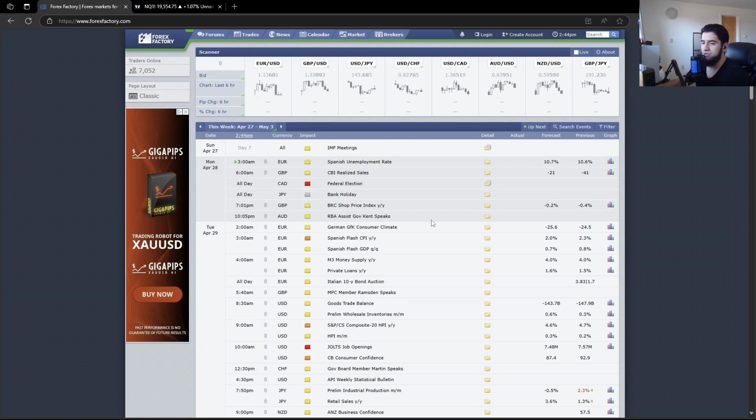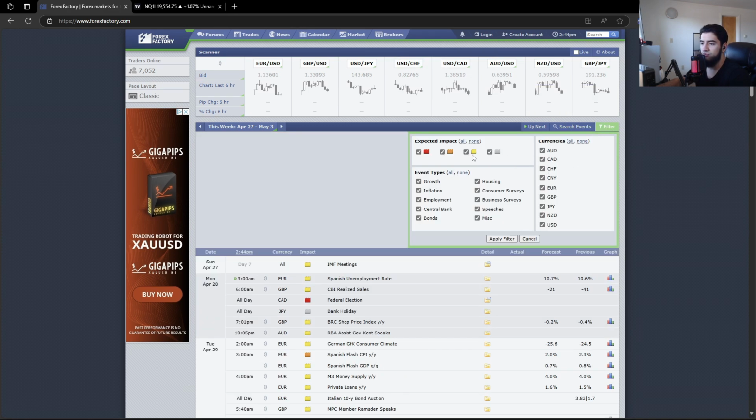Since we're only trading the NASDAQ and the S&P, you could filter out to only the news that matters towards your market, right? So once you're on the website, go ahead and click on filter. Remove the yellow folder, because you don't really need the yellow folder. It doesn't really do much in the market. It doesn't really move the markets at all.